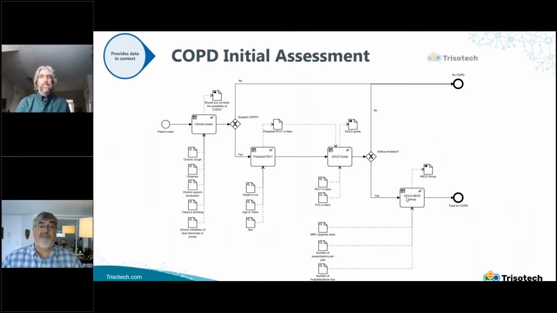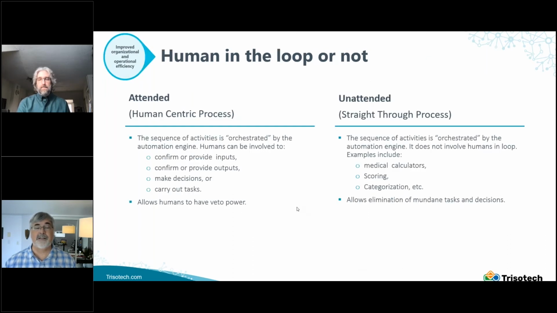So BPM Plus provides us data in context. So here's a COPD initial assessment example. And you can see that at each step here, the table's shape is a decision. So at each step, I can see exactly what inputs I need, what output is provided, and I can follow the logic here. I have an exclusive choice, and I can branch through, making sure that the right data is used at the right time within the flow of this particular guideline.